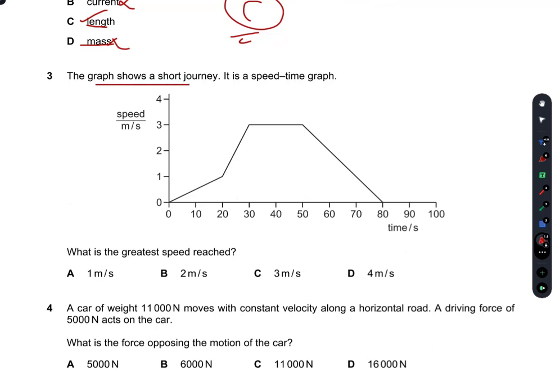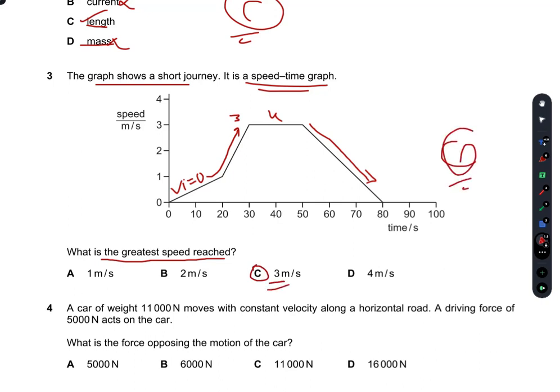The graph shows a short journey. It is a speed time graph. So what is the greatest speed reached? So initially V is equal to 0, then it goes on increasing till 3, and then the speed becomes constant, and then it starts to fall here. So the highest speed reached here is 3 meters per second. So C is the right answer.